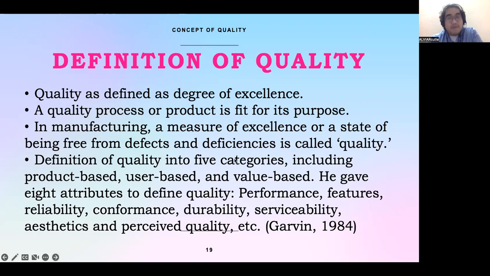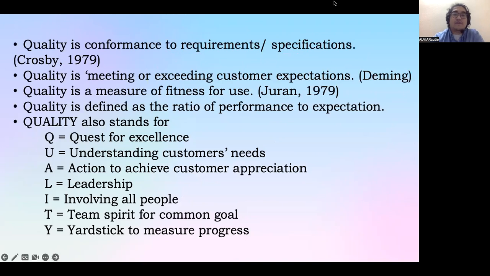Definition of quality into 5 categories, including product-based, user-based, value-based. He gave 8 attributes define quality: performance, features, reliability, conformance, durability, serviceability, aesthetics, and perceived quality by Garvin noong 1984. So later, discuss natin si Garvin. So next, quality is conformance to requirements and specifications. Sabi naman ni Crosby. I-kuha natin mamaya si Crosby.